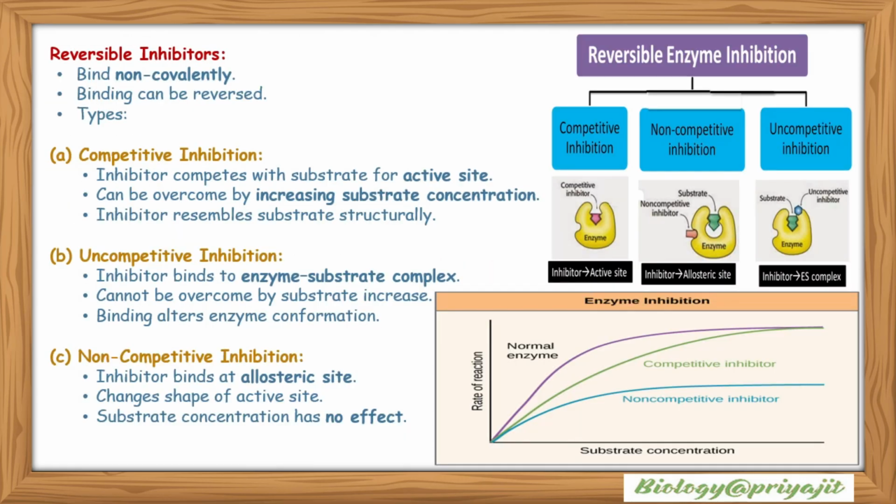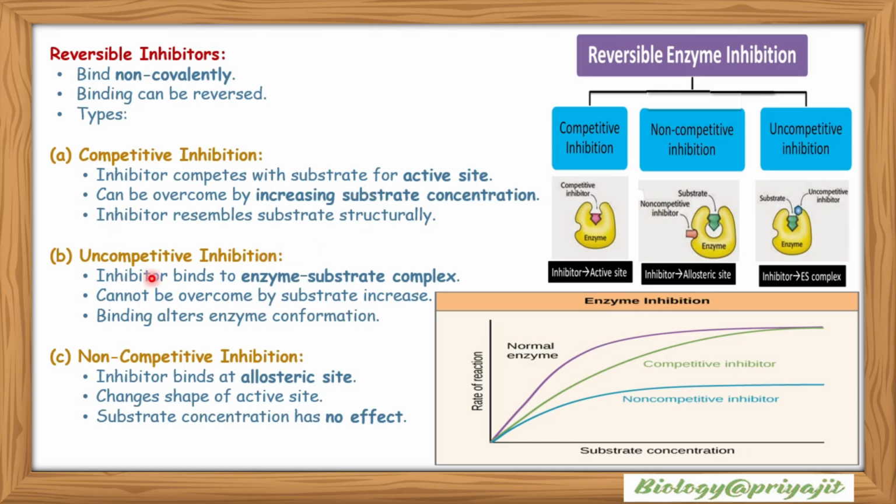So reversible inhibitors, we know that they bind non-covalently. The binding can be reversed, and there are three types: competitive inhibition. Here the inhibitor molecule competes with the substrate for that particular active site, and this competitive inhibition can be overcome by increasing substrate concentration, and the inhibitor resembles the substrate structurally.